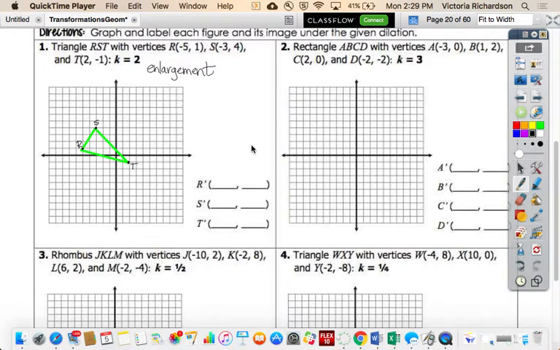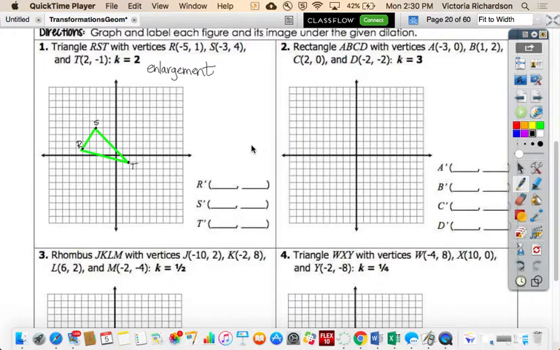So this is an enlargement, and since k equals 2, that means my scale factor is 2, so I'm going to basically double the size of this. So what's going to happen is I'm going to take every single ordered pair and multiply every number by 2.